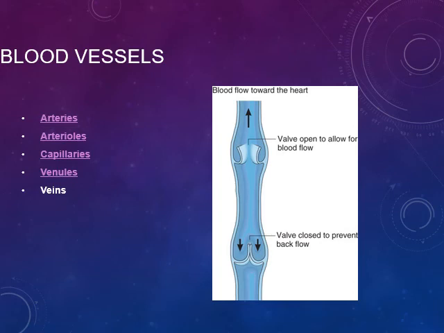Arterioles are small arteries that deliver blood to capillaries. Capillaries are tiny, thin-walled vessels that connect the smaller arteries to venules. Venules are small vessels that connect the capillaries to veins. And veins are thin-walled blood vessels that are less elastic than arteries.